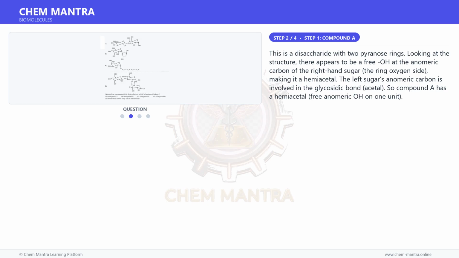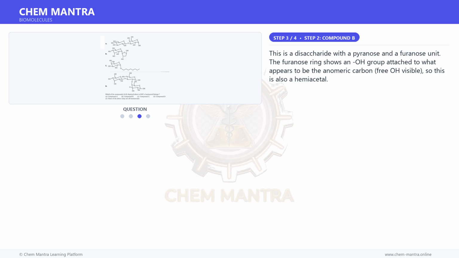Moving on to the next step. This is a disaccharide with 2 pyranose rings. Looking at the structure, there appears to be a free OH at the anomeric carbon of the right-hand sugar, the ring oxygen side, making it a hemiacetal. The left sugar's anomeric carbon is involved in the glycosidic bond, acetal. So compound A has a hemiacetal, free anomeric OH on one unit.